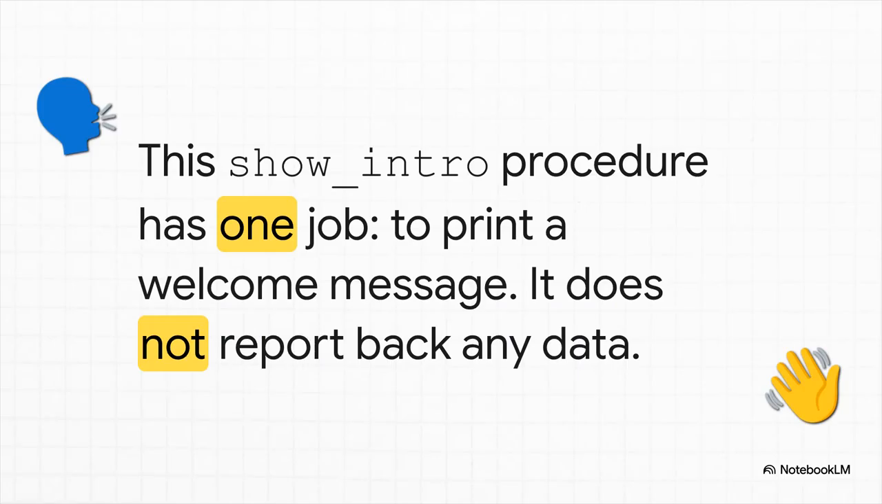So check this out. A perfect example of a procedure. We'll call it show_intro. Its only job in the entire world is to print a welcome message. It runs, you see the message, and its work is done. It doesn't report back, it doesn't give you any data, it just completes its one task. Now, in a lot of modern languages, you'd probably just call this a function too, one that just happens to return nothing, and that's totally fine.